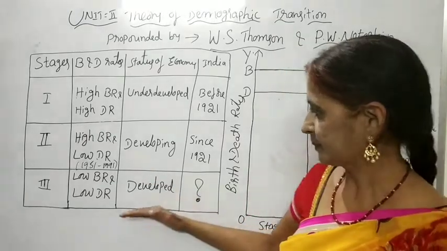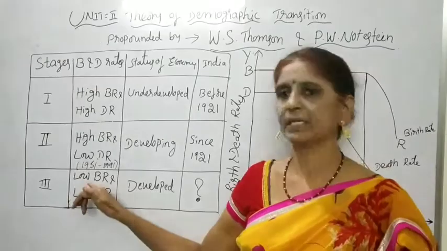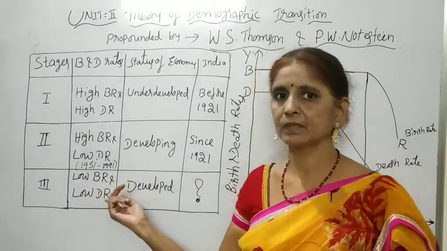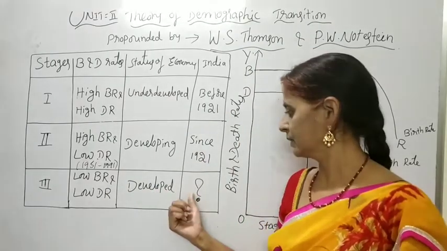So next one, the third stage. In the third stage of the theory of demographic transition, birth rates are low and death rates are also low. The status of the economy is a developed economy. So when India reaches this stage, we don't know.